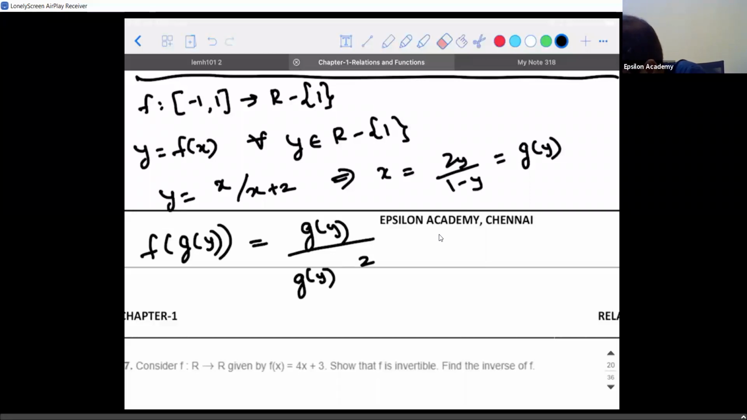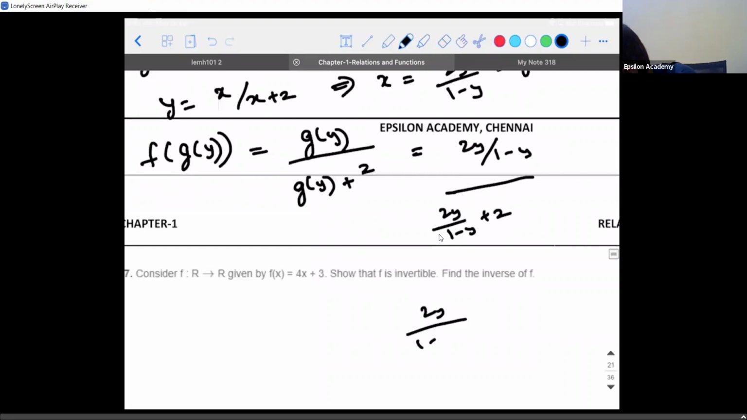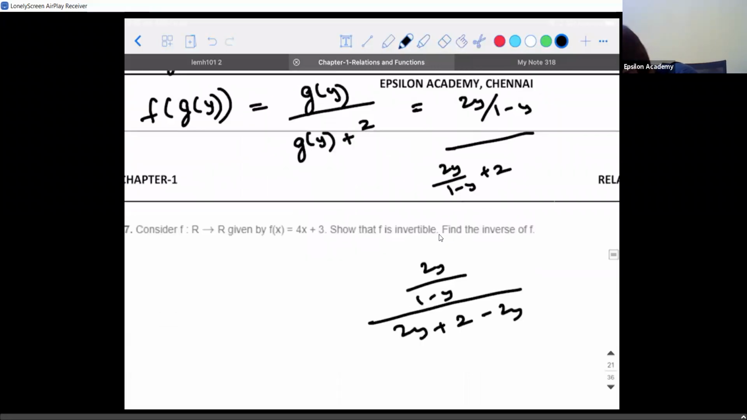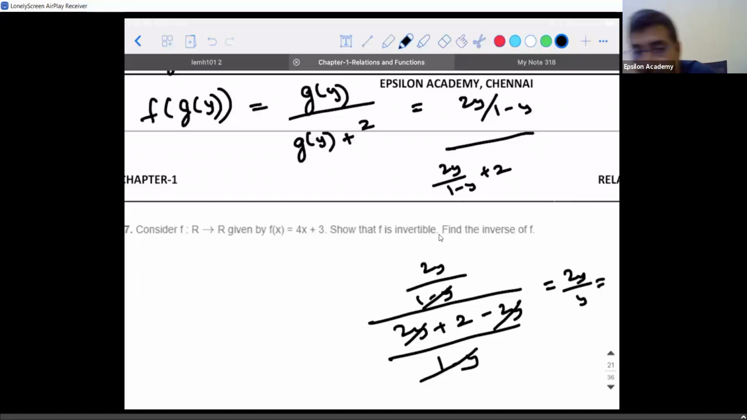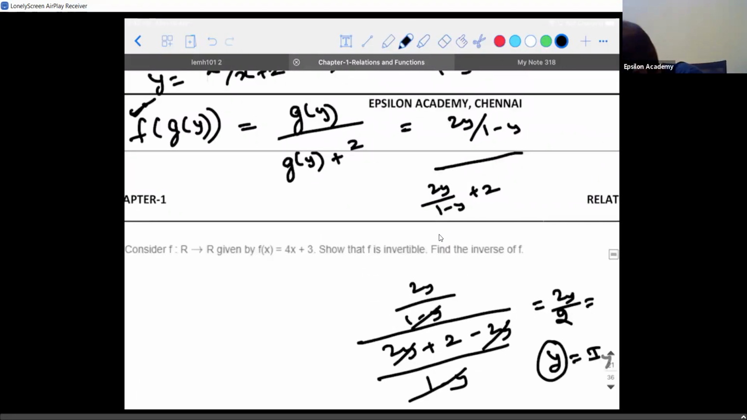This is the most important step. Are you able to understand this? g of y divided by g of y plus 2. But what is g of y? 2y by 1 minus y, the whole divided by 2y by 1 minus y plus 2. So 2y by 1 minus y divided by 2y plus 2 minus 2y, the whole divided by 1 minus y. 2y will get cancelled, 1 minus y is gone. 2y divided by 2 is y. Y is nothing but I of y. So if f of g of y comes out to be I of y, then g is said to be the inverse of f.